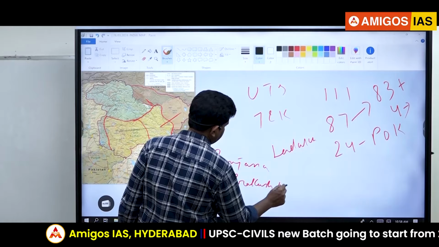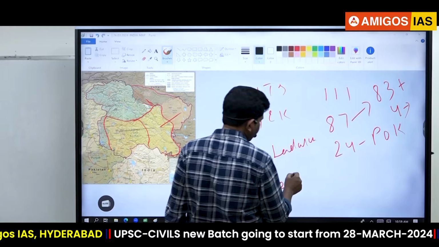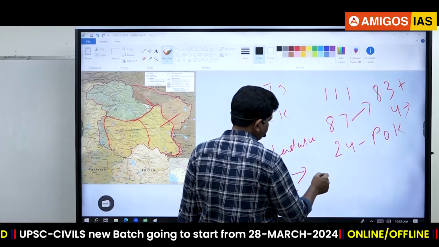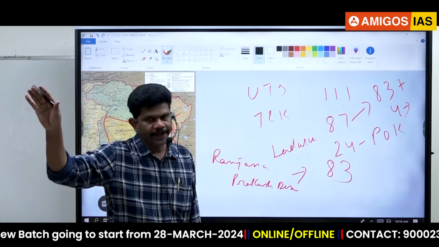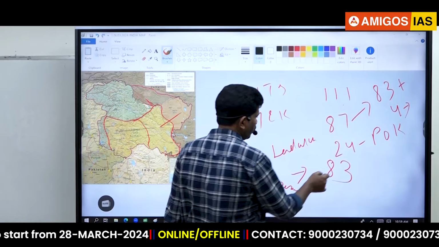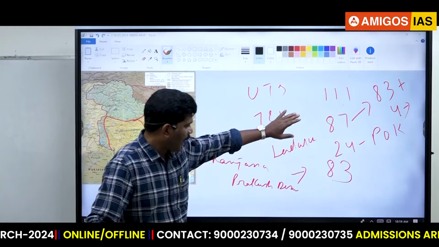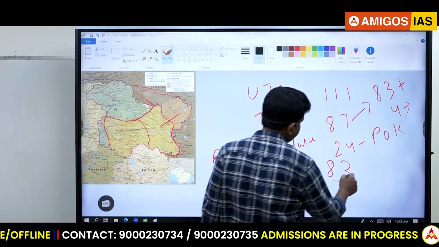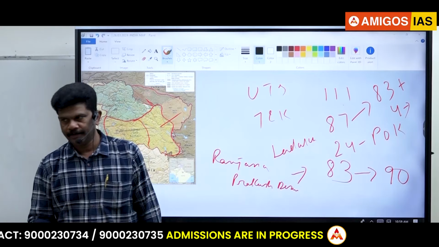Justice Ranjana Prakash Desai Commission. This commission was appointed to increase the seats in Jammu and Kashmir. Now, how many seats are there? 83. Because 4 were in Ladakh. Now, there is no assembly in Ladakh. So, that 4 were gone. So 83 seats. So this commission was appointed to study and increase or decrease the seats in this area. This commission recommended the seats should be increased to 90. This point you must remember. The seats should be increased to 90.